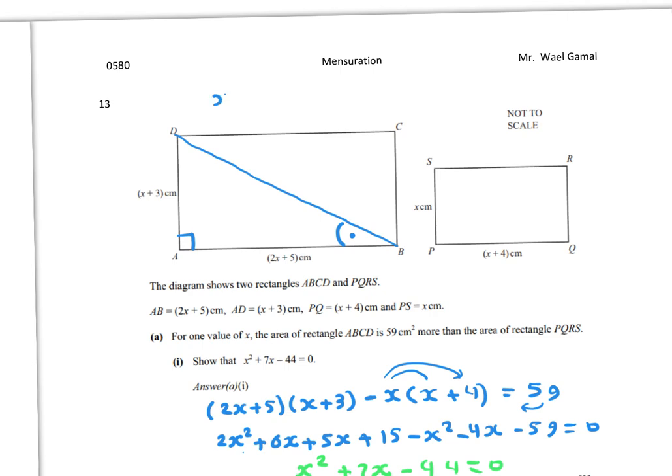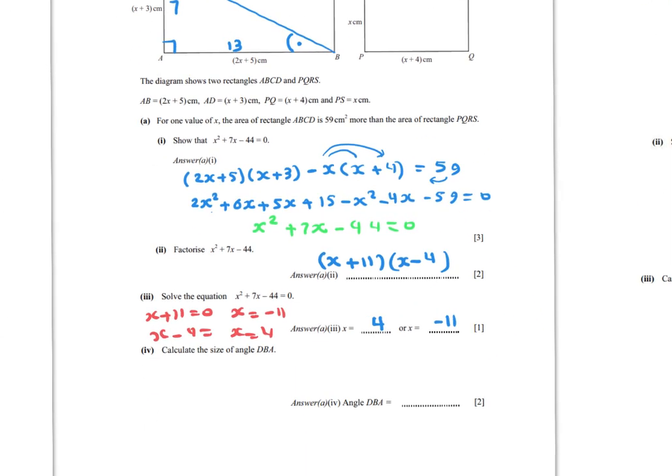If x equals 4, we can find this side: 4 plus 3, so this side is 7, and that one is 2 multiplied by 4, 8, plus 5, 13, so this side is 13. So we can find this angle. You have opposite and adjacent, so tan inverse 7 over 13. And we can get the answer.